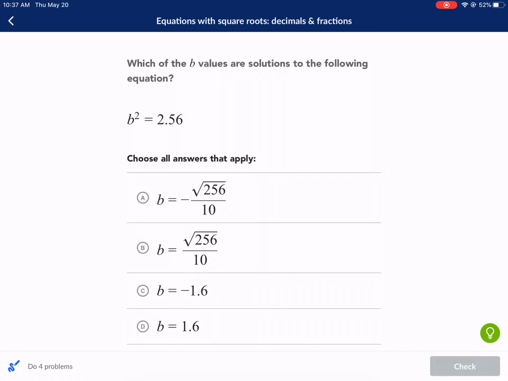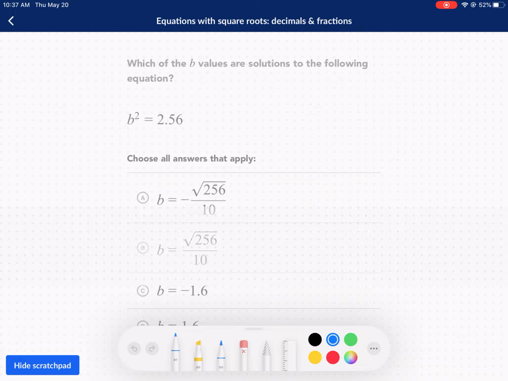Which of the b values are solutions to the following equation? b squared equals 2.56. Okay, a couple things here. Number one, we don't really like decimals when we're dealing with square roots. So let me show you what we're going to do. If we're going to solve for b, the first thing we're going to do is take the square root of both sides. So we know that b equals the square root of 2.56, but we don't like how that's a decimal. We'd rather have that be a fraction when it comes to square roots.